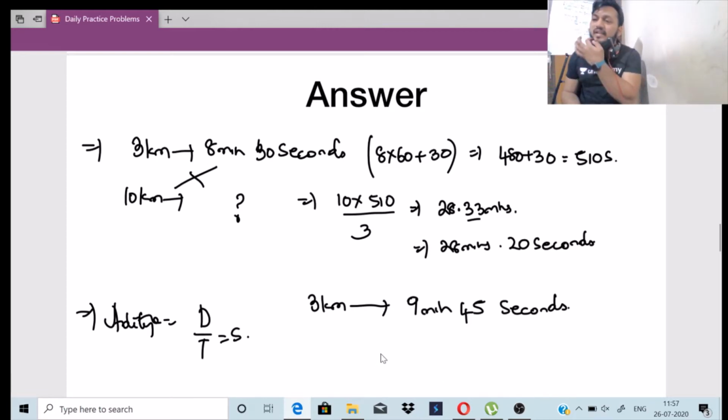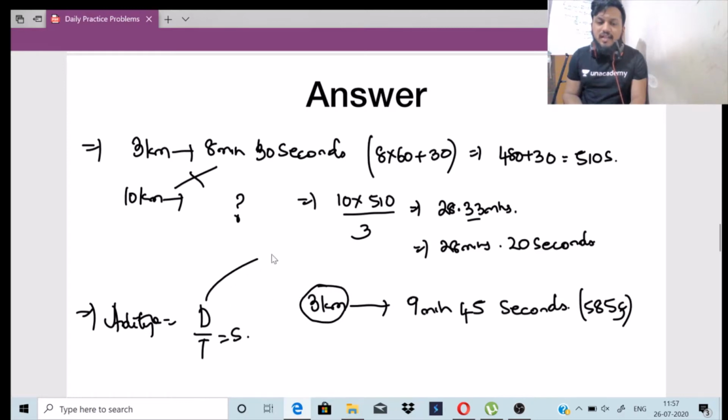So how much will he take in total? 9 minutes 45 seconds, how much will it be? From here you can see it is 75 seconds more. So 510 plus 75 will be 585 seconds. How much distance is Adi traveling? Adi is traveling a distance of 3 kilometers and the time is 585 seconds. So the speed is given by distance divided by time. What is the distance? 3 kilometers. What is the time? 585 seconds.